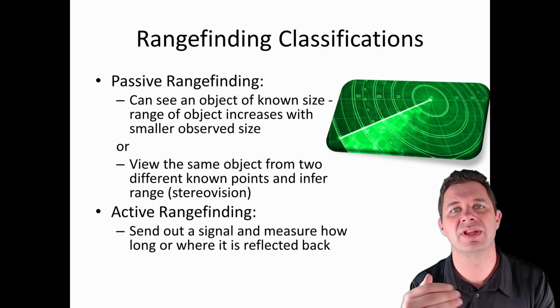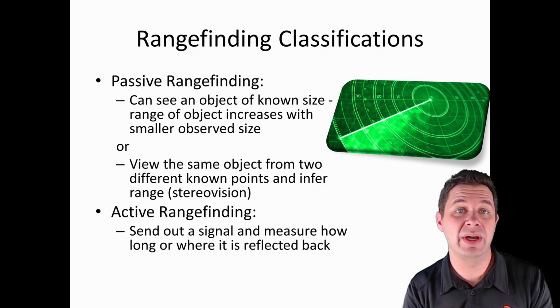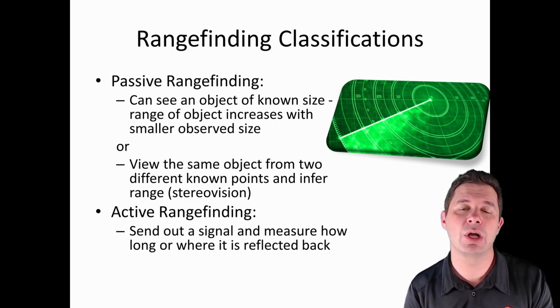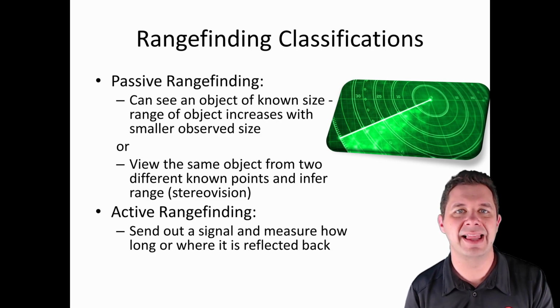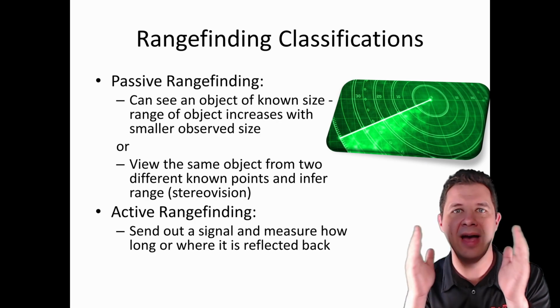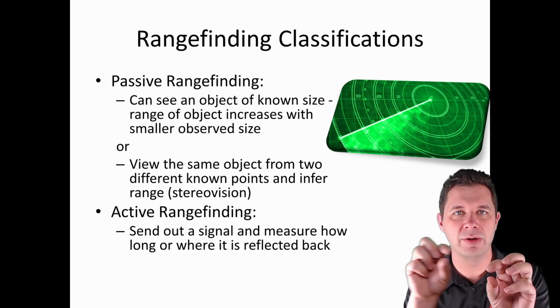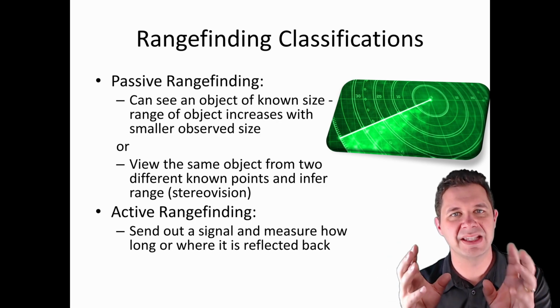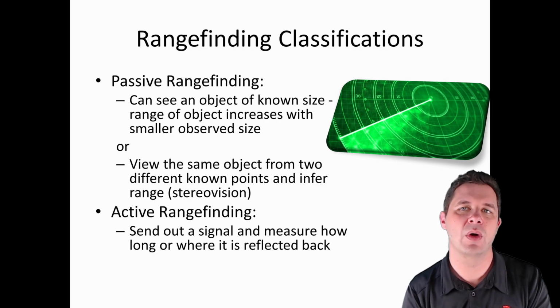And so we can compute the distance or approximate the distance based on that. Another way we can do this passive style range finding is look from two different directions. And that's the classic case of stereo vision, which we have with our eyes. We've got two eyes that have a slightly different view of things. And based on the correspondence of pixels or parts of an image between those two eyes, we can infer depth or a distance as well.